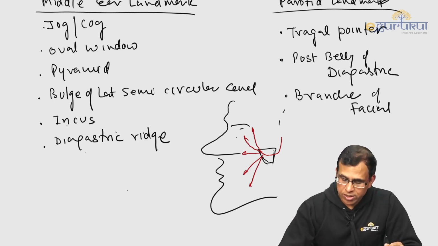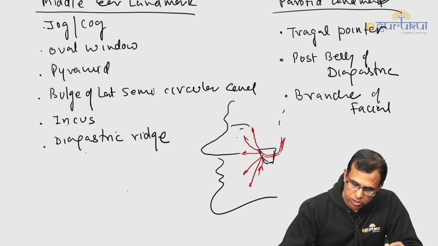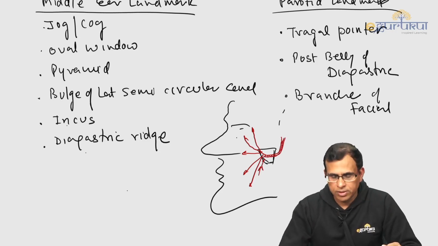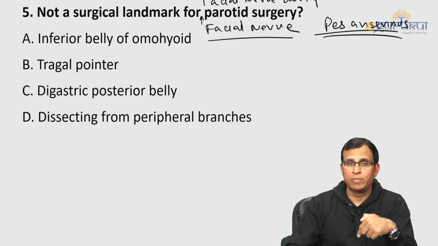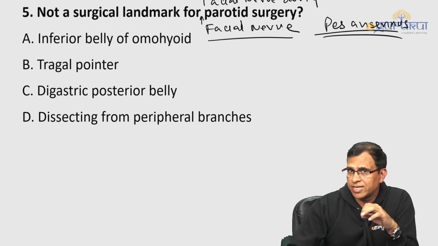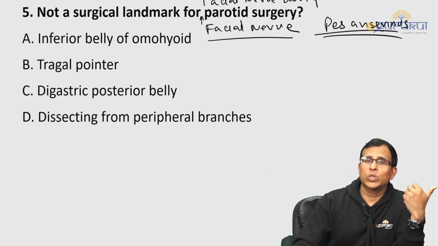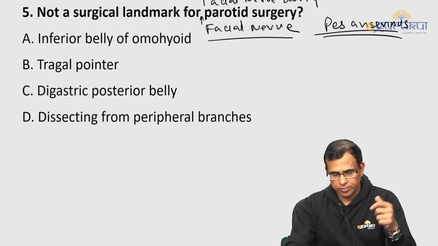So while you are doing the surgery, you can identify any of these 5 nerves and trace it backwards, and then you can see the main trunk of the facial nerve. This is one of the landmarks, the branches of the facial nerve. So this is choice D, dissection from the peripheral branches. What does it mean? Peripheral branches are these 5 branches of the facial nerve. Dissect them and trace them backwards and they will lead you to the main trunk of the facial nerve.